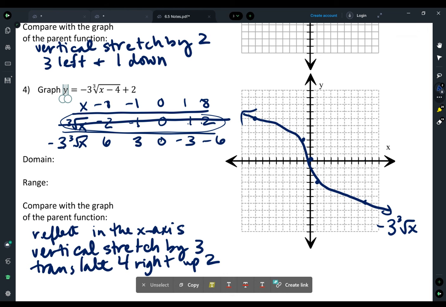And then I want to do my shifting. So I'm going to shift all of my points 4 units to the right and up 2. So I'm just going to take each point and count 1, 2, 3, 4, up 2, 1, 2, 3, 4, up 2.